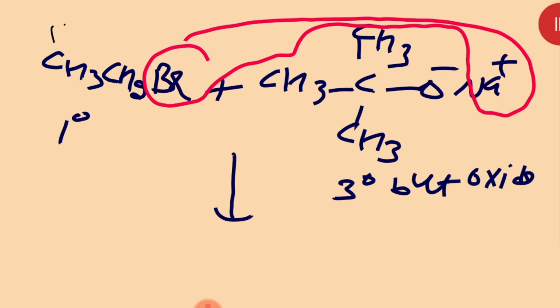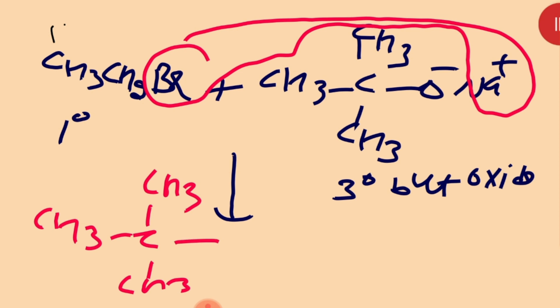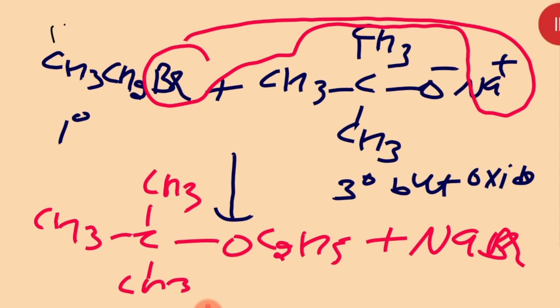Okay, then what will be the product over there? CH3, sorry, CH3, then CH3, then CH3, O, C2H5 plus NaBr. This product is formed with the primary. It means with the primary only, substitution reaction is occurring.